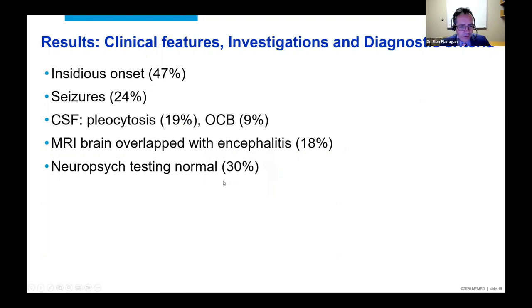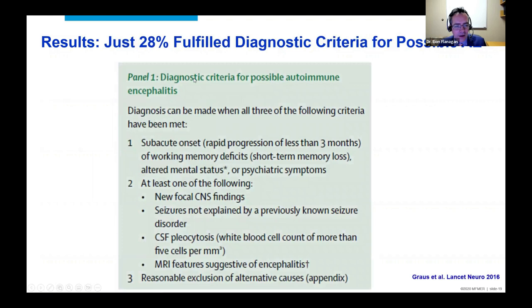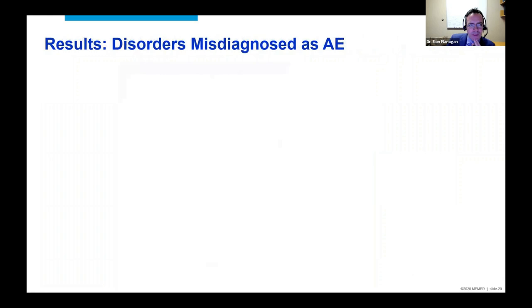We looked at how many fulfilled those diagnostic criteria that I mentioned, and only about a quarter of patients in our study fulfilled those criteria. So if you have a patient who doesn't meet these criteria, or you are a patient and you look over these and they don't fit well for you, then it might be something to think about: do I really have autoimmune encephalitis, or could there be something else that is causing my difficulties? What were the types of conditions?